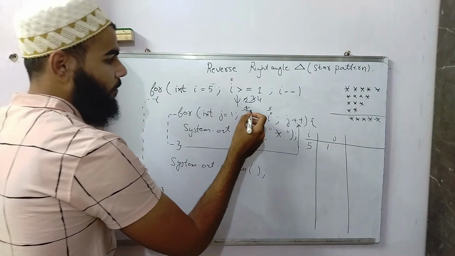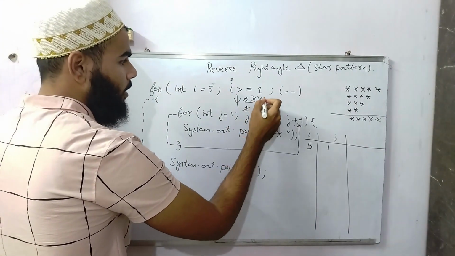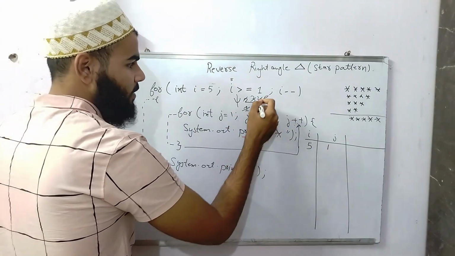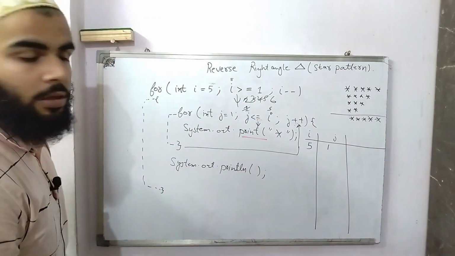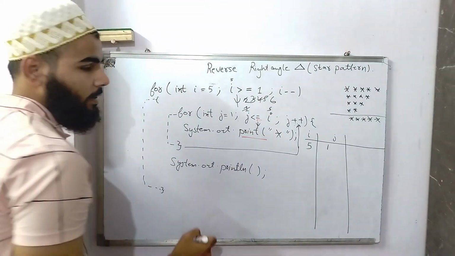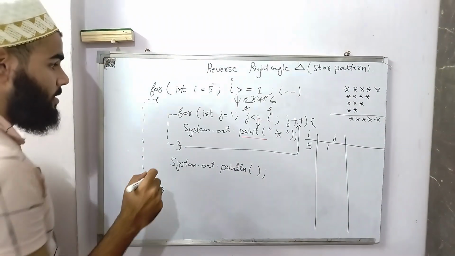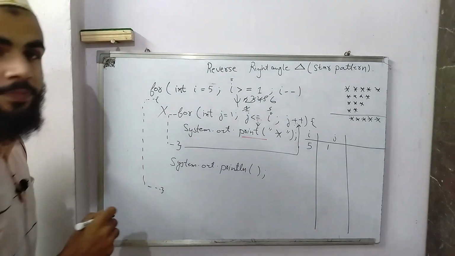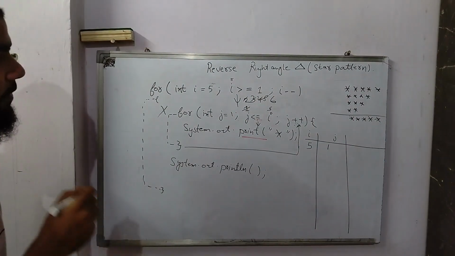Now the earlier value of j was 5, and after this j plus plus, it will become 6. Now 6 will be checked. Is 6 less than or equal to 5? And the answer is no. When the answer is no, the loop will be terminated.